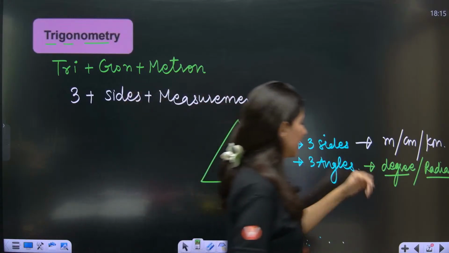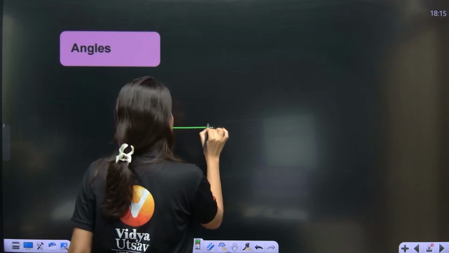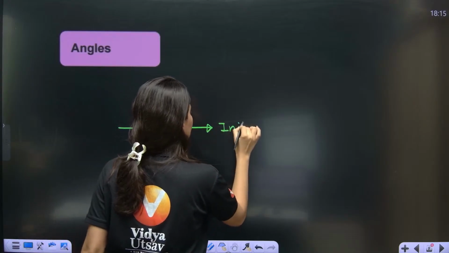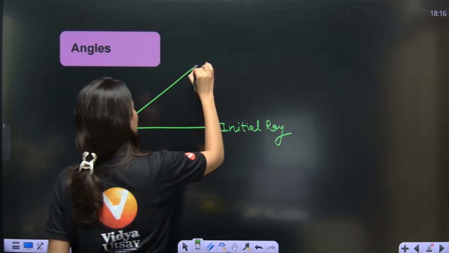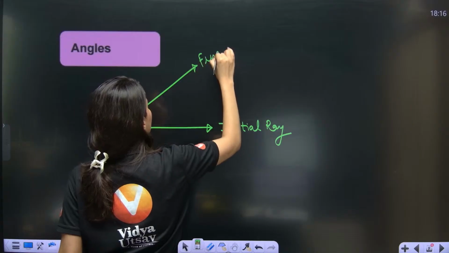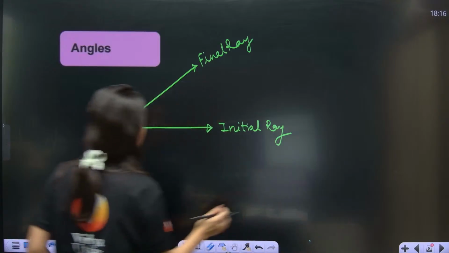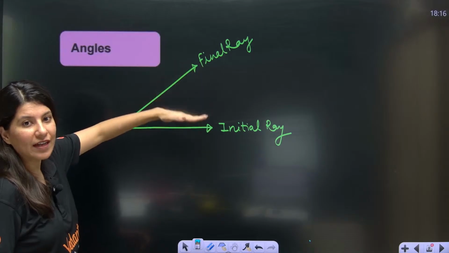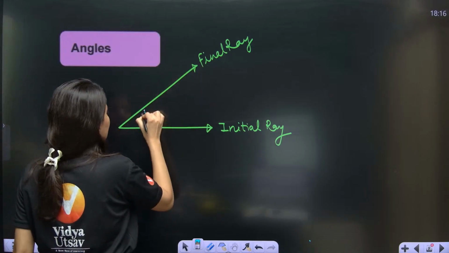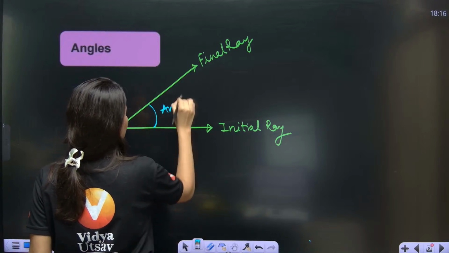Okay, so now degree and radian. Let's talk about angles a little bit. An angle has an initial ray, and this is a final ray. Can you see initial ray and final ray? There is some rotation between the initial and final ray, and that rotation is called an angle.